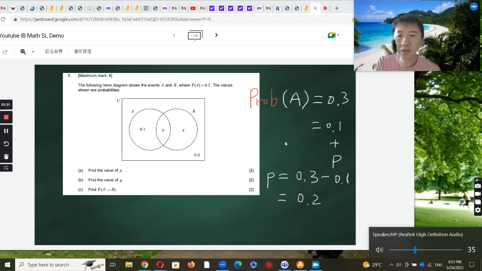Okay, let's work on an IB Math Standard Level math exam question. So this question is on Venn diagrams.